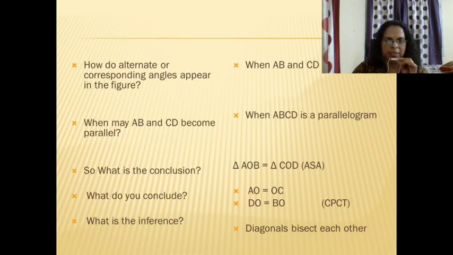So using this ASA condition, we have proved that AO is equal to OC, DO is equal to BO. If the two parts are equal, it means the diagonals bisect each other, half each. So what is the inference we got here? Diagonals bisect each other. So we started with the unknown part.